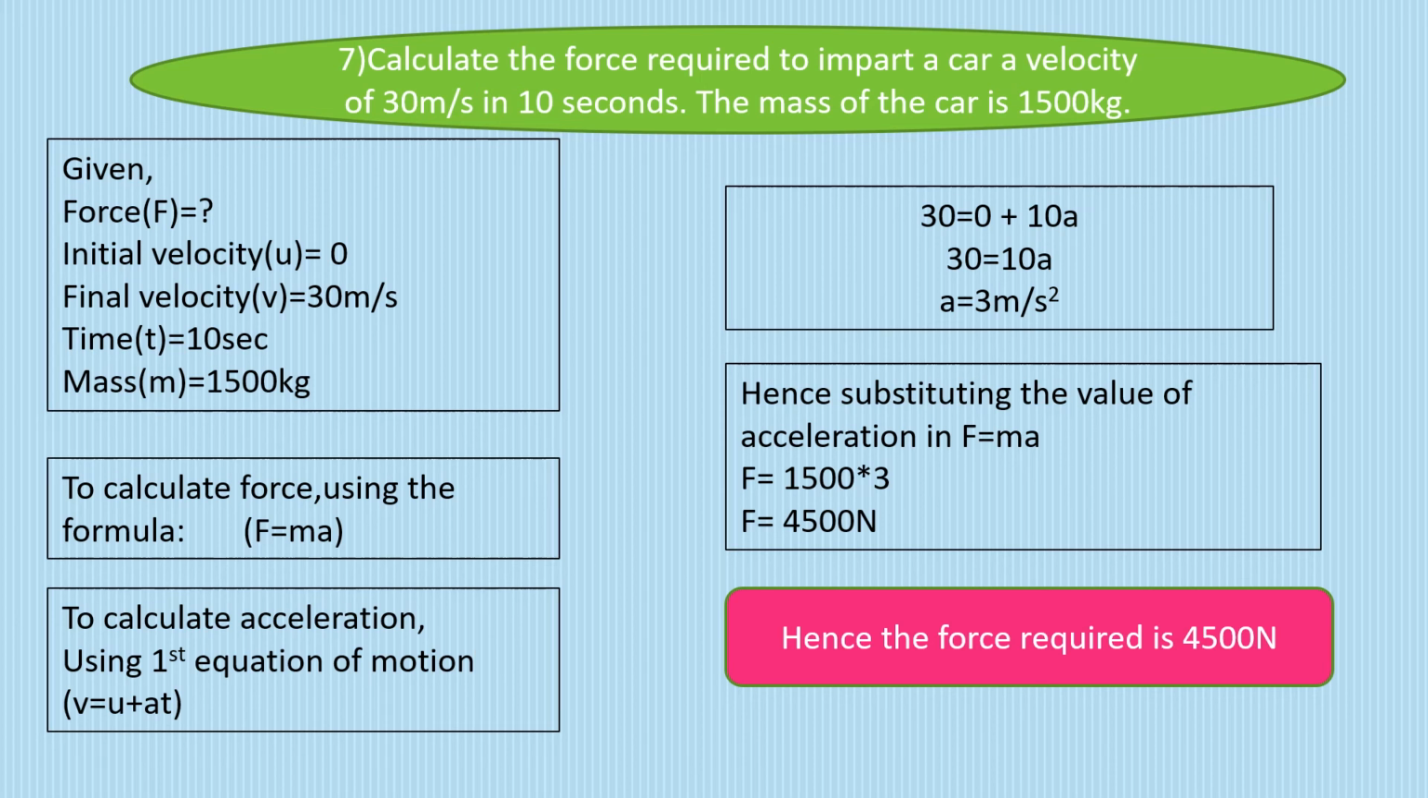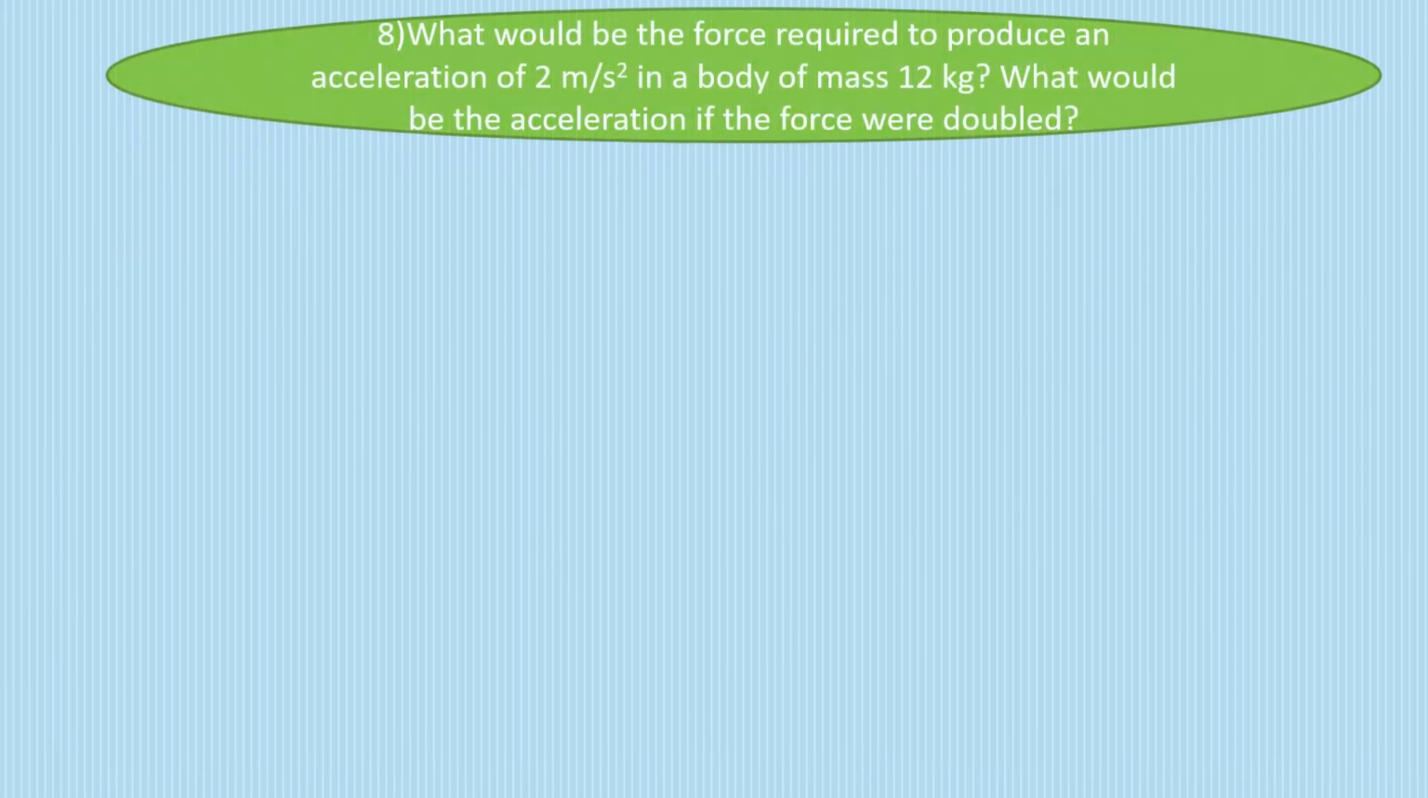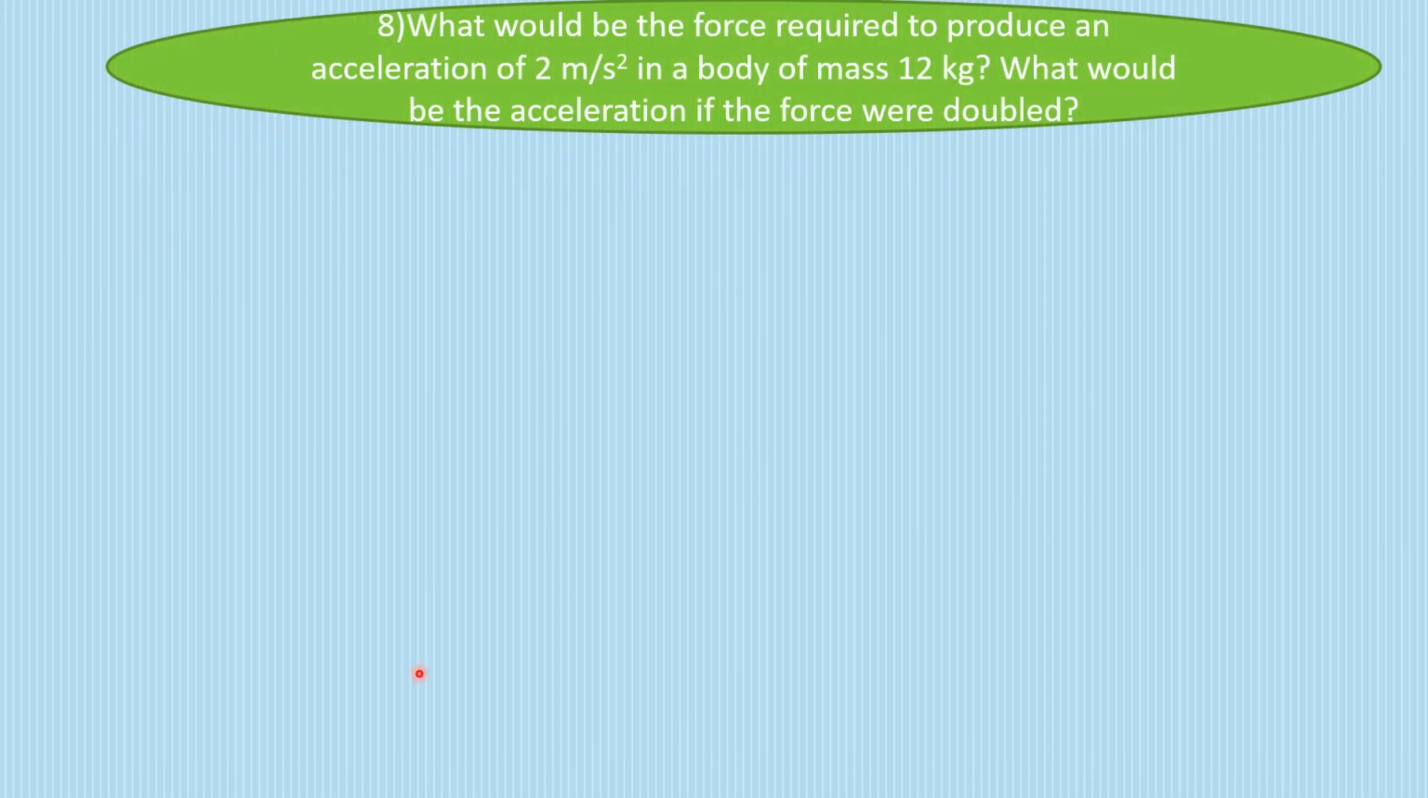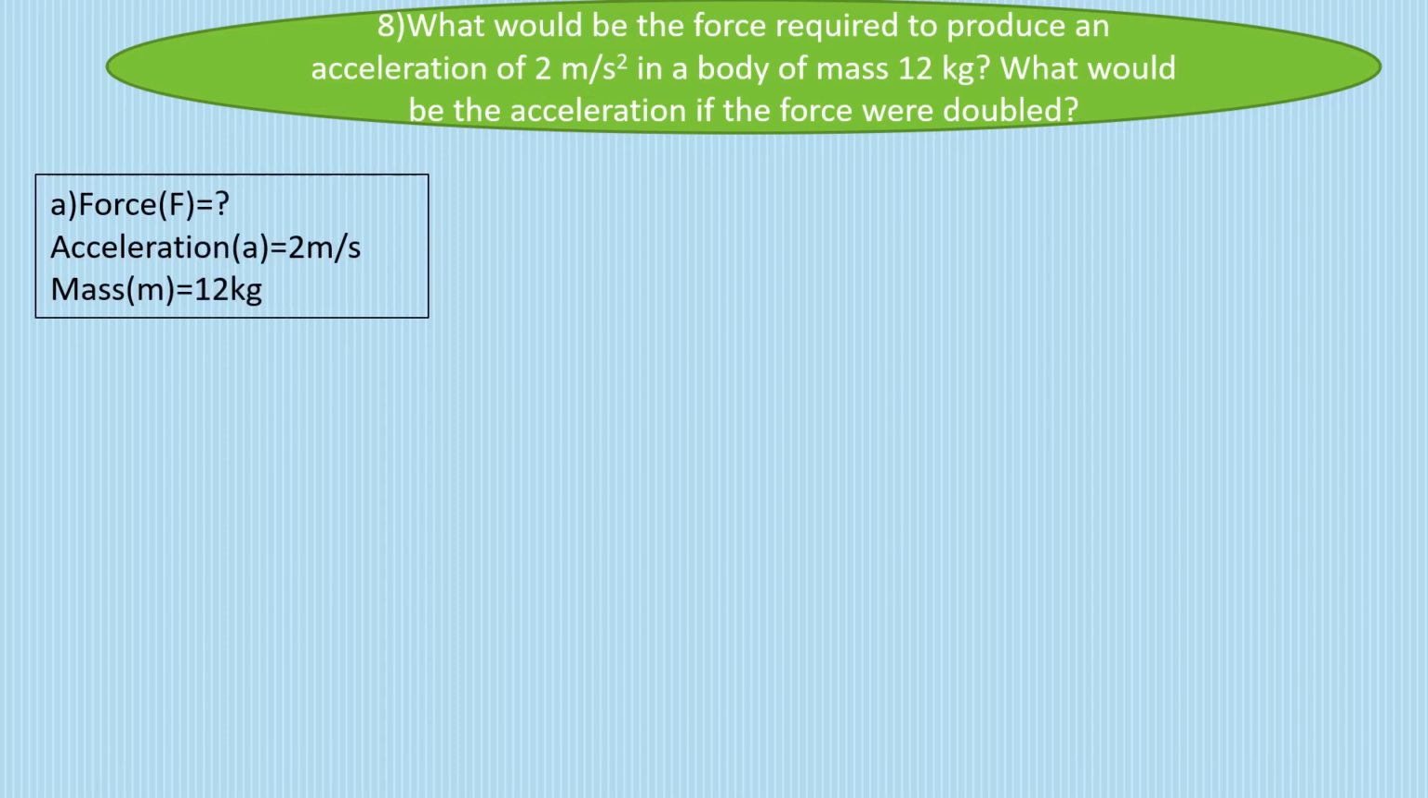Okay. Now moving ahead to the next question, which is question number 8. What would be the force required to produce an acceleration of 2 meter per second square? So what would be the force? That means we have to calculate force, required to produce an acceleration of 2 meter per second square. It should be square, okay? In a body of mass 12 kg. So mass is given to us as 12 kg.